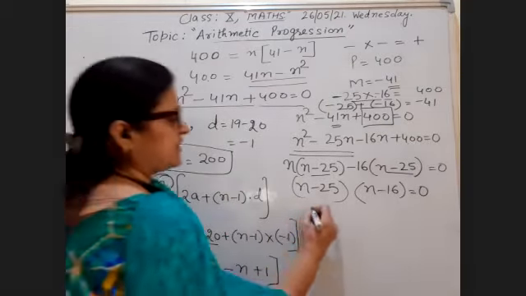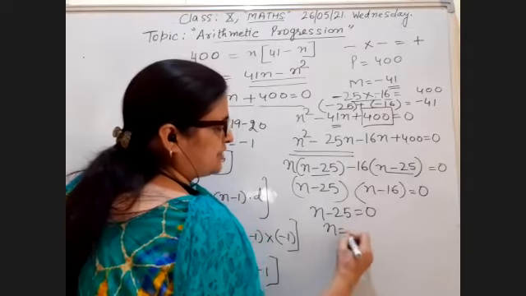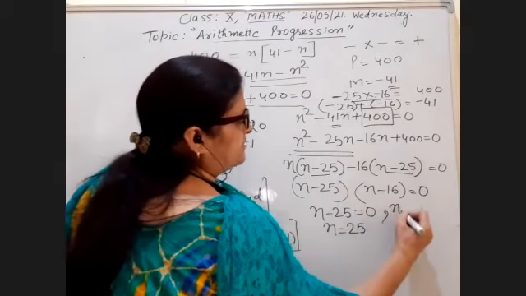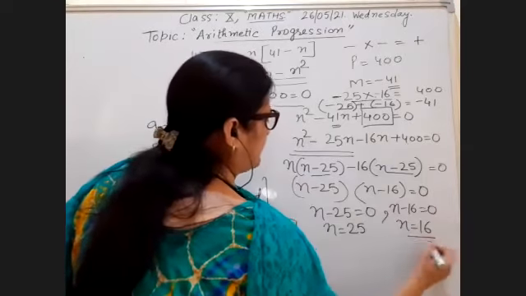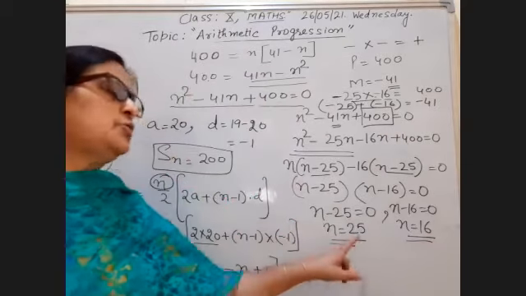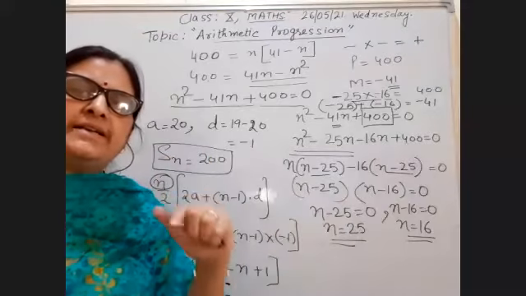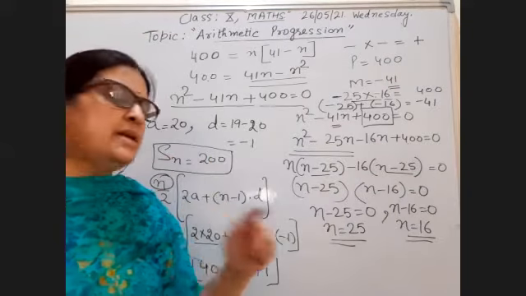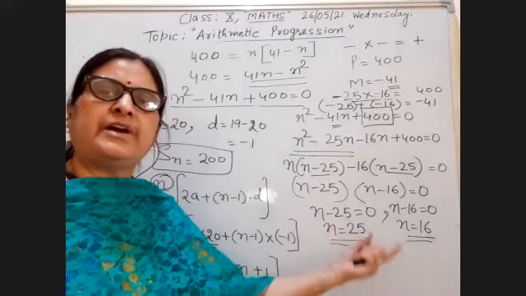n minus 25 equal to 0, it is also equal to 25. And n minus 16 equal to 0, n equal to 16. Now the number of rows are 25 and 16. But what is the right number of rows? You have to find. How will you find whether the number of rows is 25 or 16?